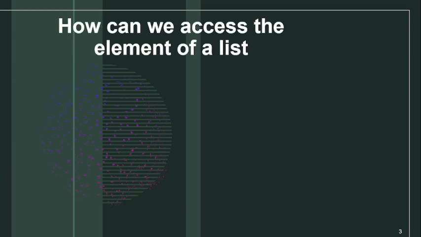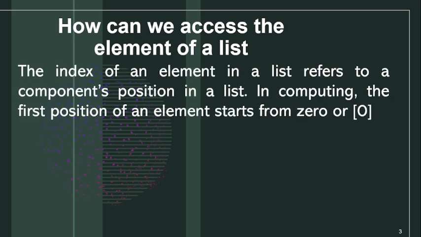So how can we access the elements of a list? Let me clarify the meaning of index. When we say we are accessing the elements of a list, because there are several items inside, we want to access those elements. Like, let me access the 4th item there, or I want to access the 5th item or the 1st item. First of all, there is what is called the index of an element, which is the position of an element in a list.